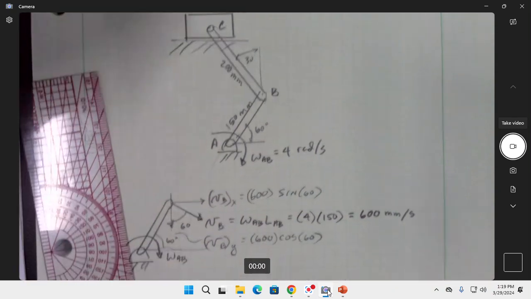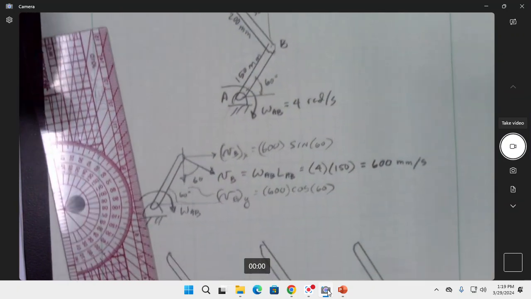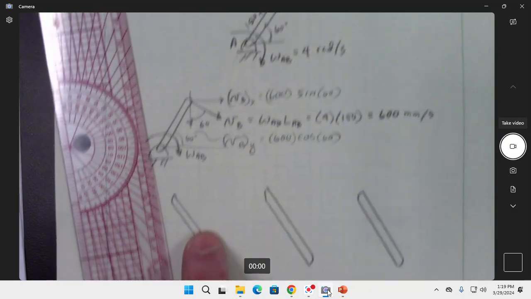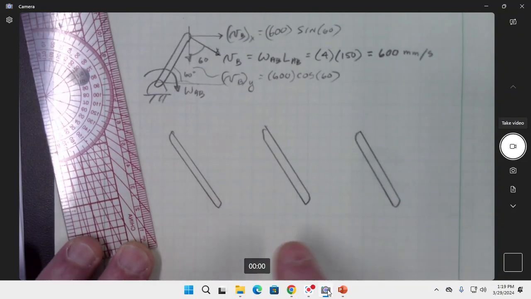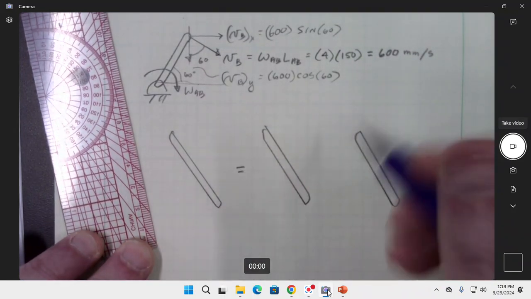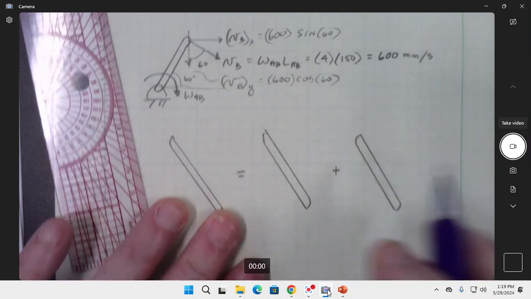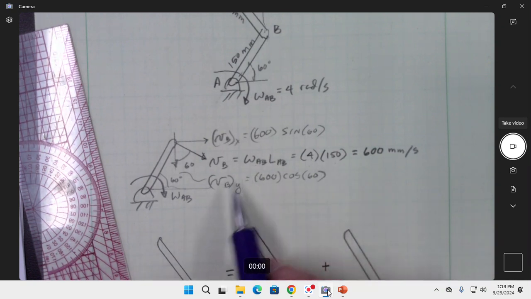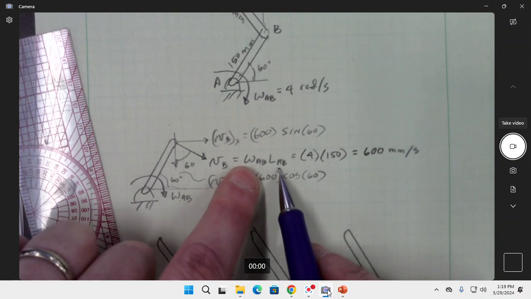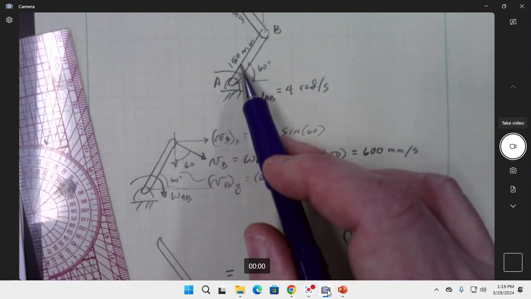But I'm going to go ahead and put it down over to here, to start with in this one. But no, you're totally right. You totally could do that. 4 times the 150. The omega AB times the length 150 millimeters. Okay, cool.